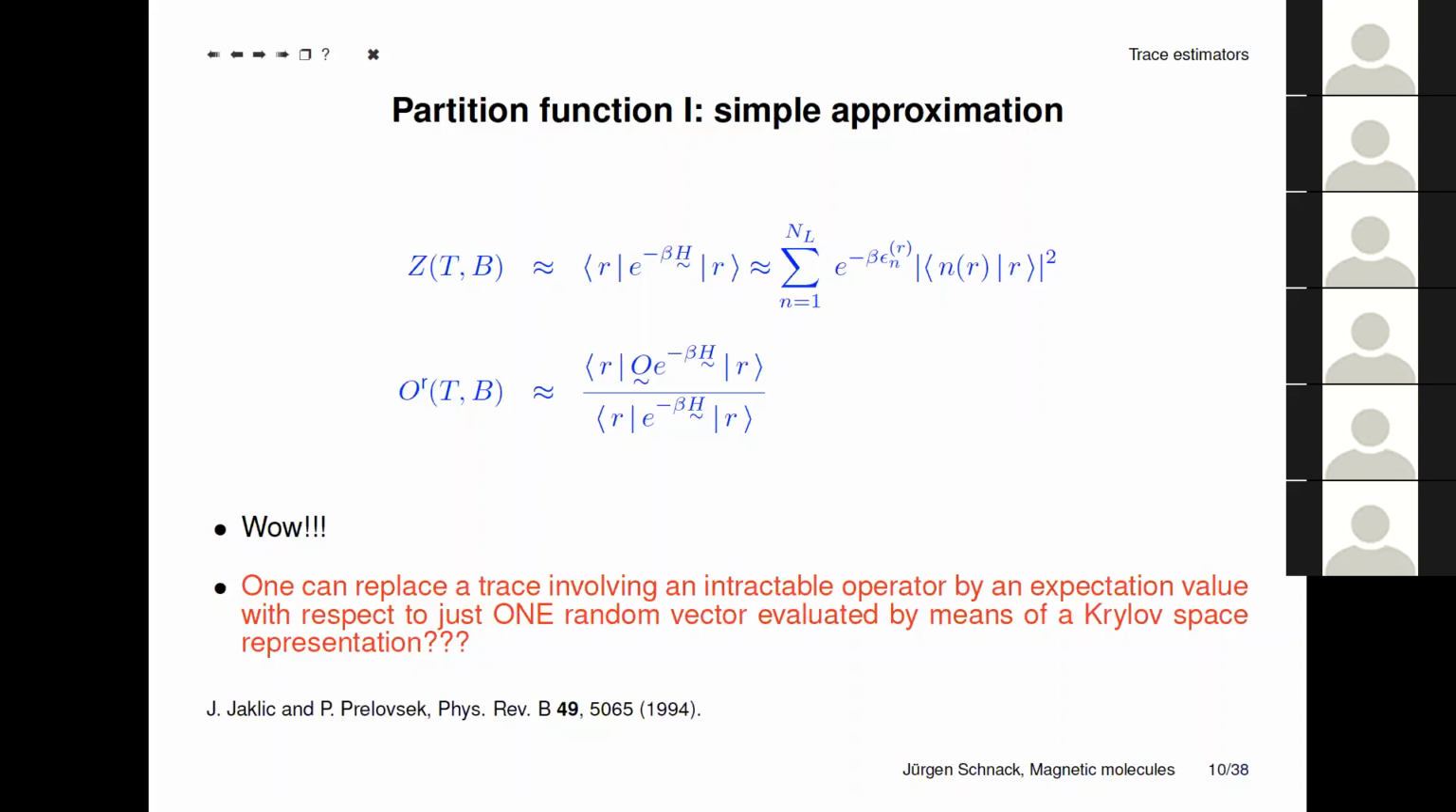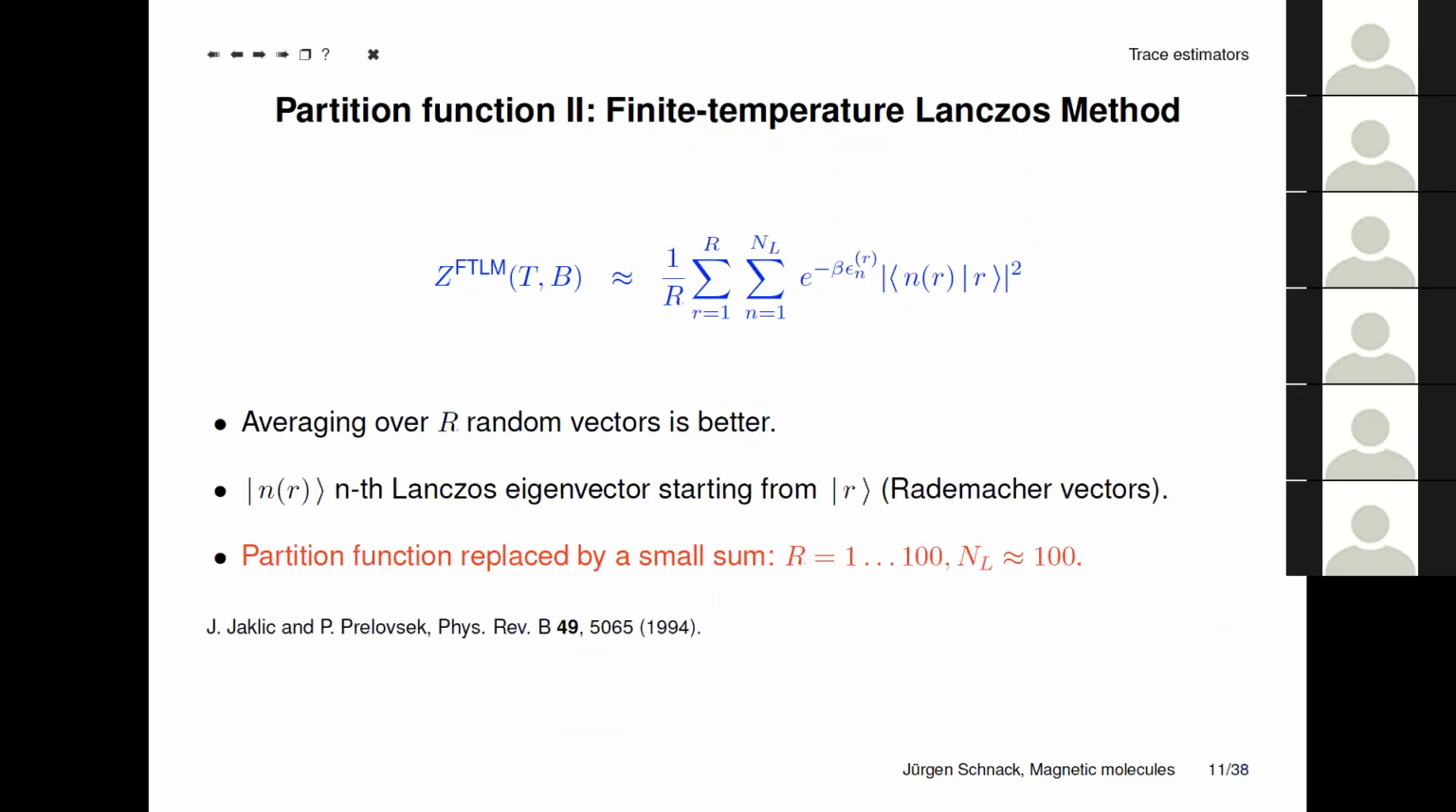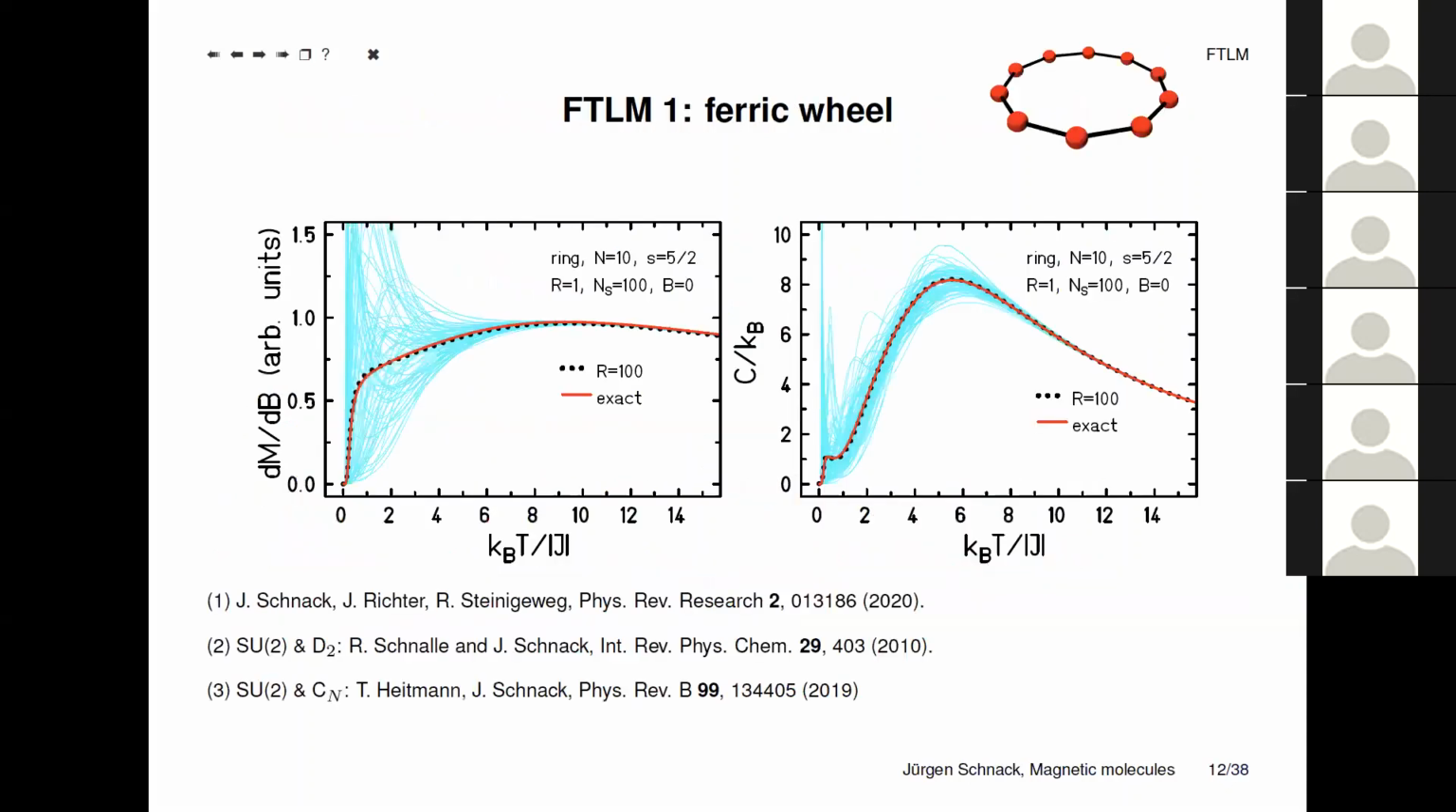And I say yes, usually it's good above certain temperatures. And if you want to improve it, you average over many random vectors. So the idea is a bit related to Monte Carlo methods. And here in this averaged presentation, it's usually called the finite temperature Lanczos method.